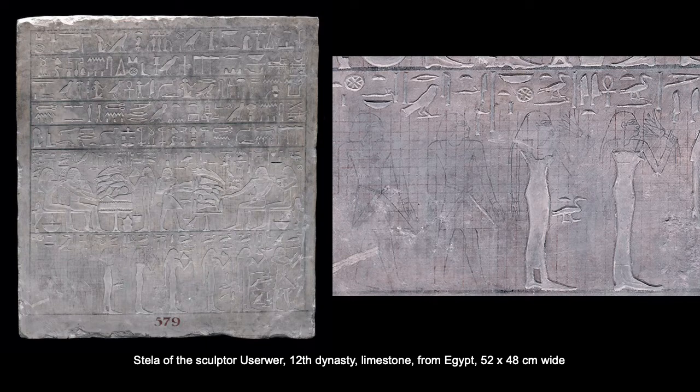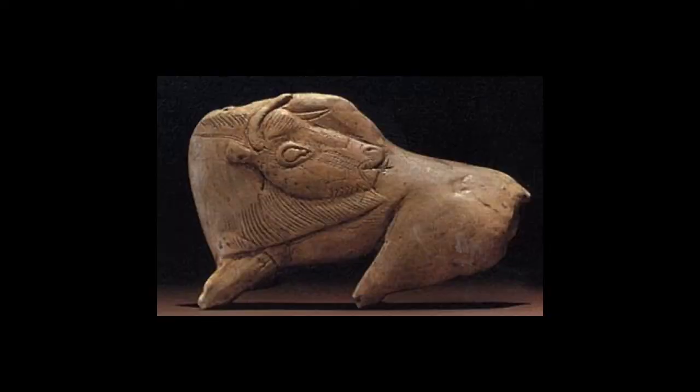For example, we saw this stele of the sculptor Usurur from the 12th dynasty Egypt, in which the relief has been sort of carved out, right? Here's another example, an even more ancient example. This comes from about 12,000 BCE during the Paleolithic period. This is carved out of reindeer horn. It's about 4 inches long.